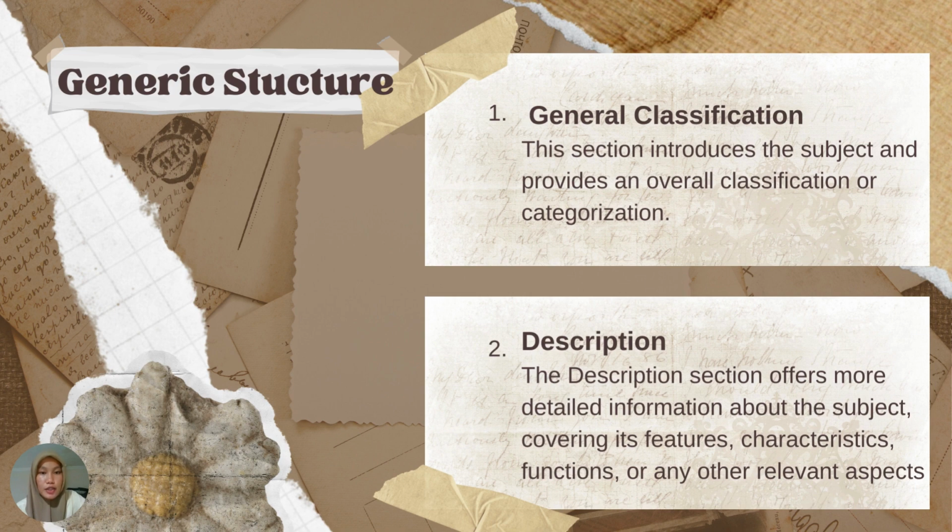The first one is general classification. General classification is a section that introduces the subject and provides an overall classification or categorization. And the second one is description. This description section offers more detailed information about the subject, covering its features, characteristics, function, or any other relevant aspect.